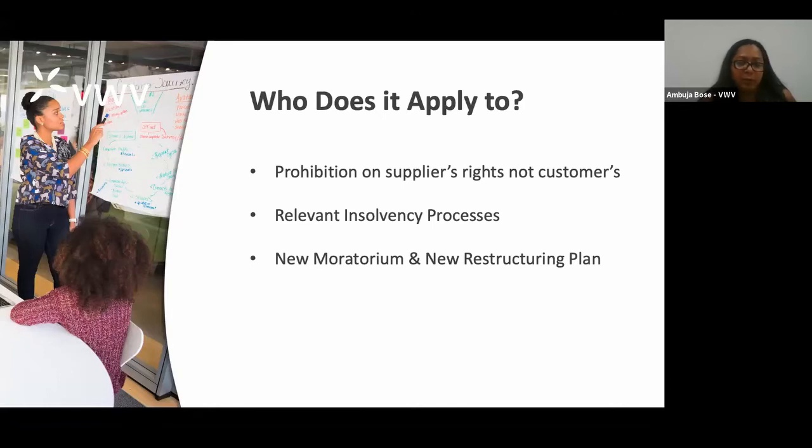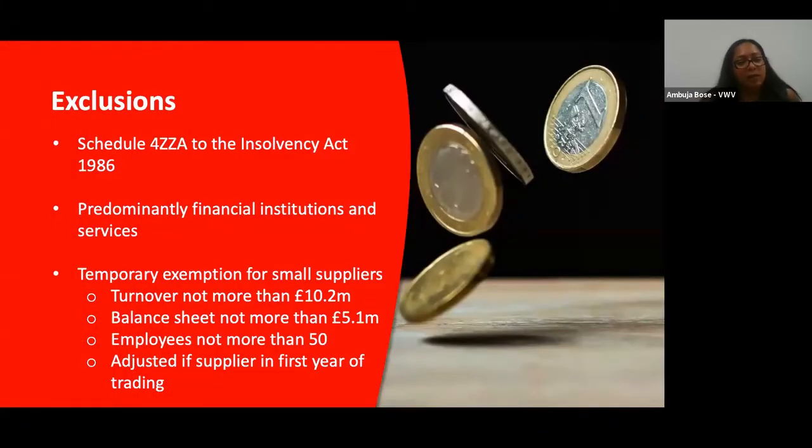In terms of the relevant insolvency processes, which have to come into play in order for the prohibitions on the ipso facto clauses to come about, we're looking at the traditional ones of entry into a CVA, entry into a liquidation, entry into administration, appointment of an administrative receiver. But in addition, the new processes introduced by CIGA, such as the new moratorium or the new restructuring plan, also will trigger the start of the prohibition period on the supply contracts. So that's what's to look out for in this element. In respect of exclusions, which is on the next slide, there are a list of excluded services, which is set out in Schedule 4 ZZA to the Insolvency Act 1986.